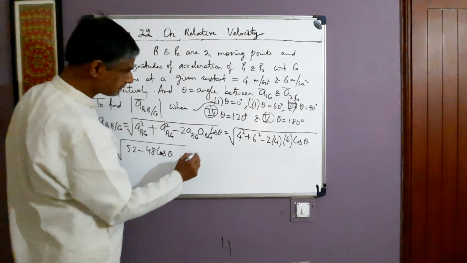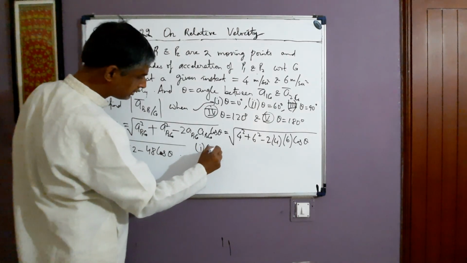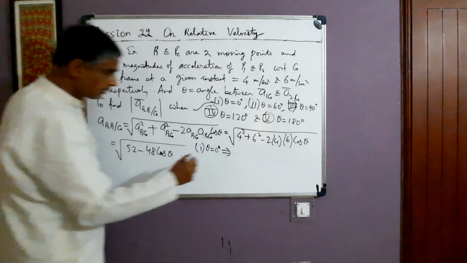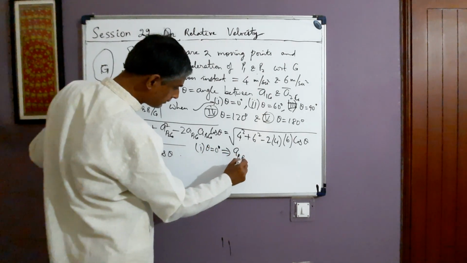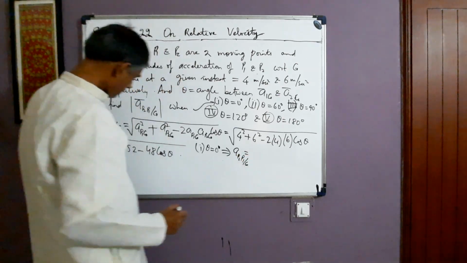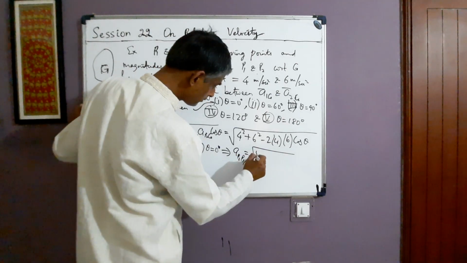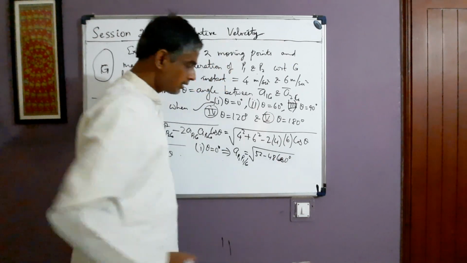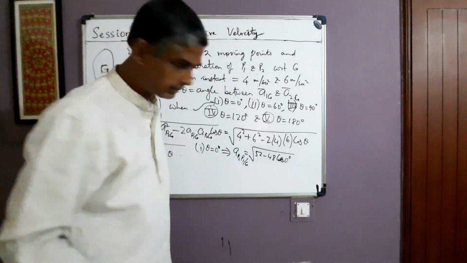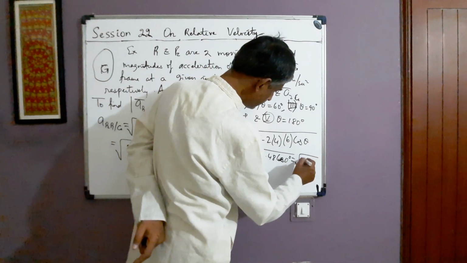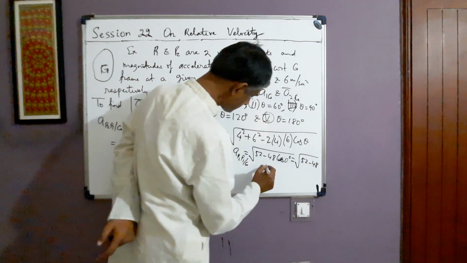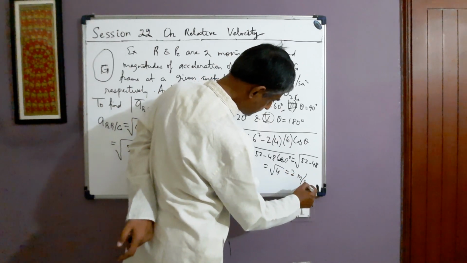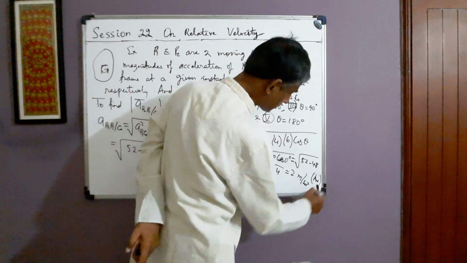Okay. First case, theta is 0 degree. In that case, A P2 P1 G becomes root under 52 minus 48 cos 0 degree. It is well known that cos 0 degree is equal to 1. So this becomes root under 52 minus 48. The root under 4 meaning 2 meter per second square. This is the answer to the first part of the question.